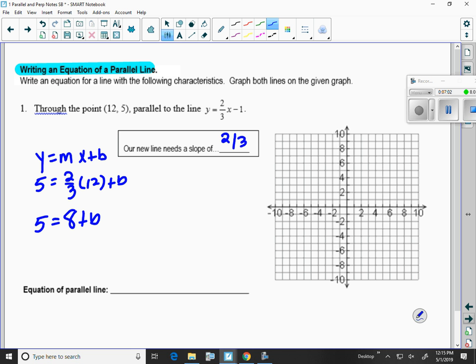12 times 2 is 24. Okay, all right, I would subtract 8. Is everybody else getting -3? Yeah. Okay. -3 for your y-intercept.